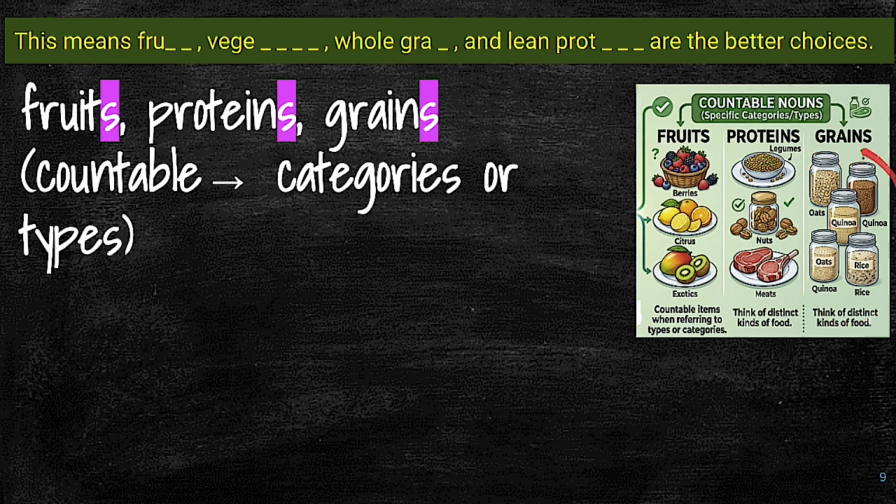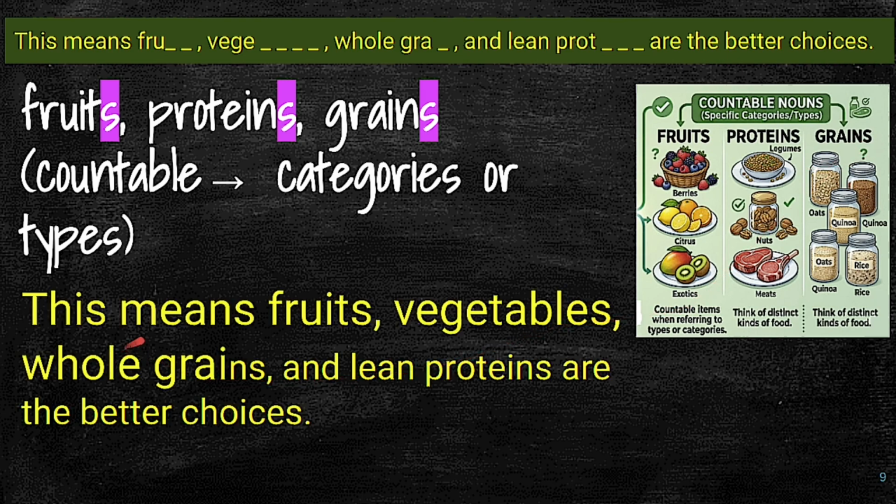However, the most important clue in a complete the words question is always the number of missing letters. Let's check the blanks. Fruit, fruits, not fruit. Veg, vegetables. Gras, grains, not grain. Prot, proteins, not protein. So even though some of these words can be singular mass nouns in other contexts, the letter pattern in this exercise requires the plural count noun forms. Now let's move on to the next sentence.